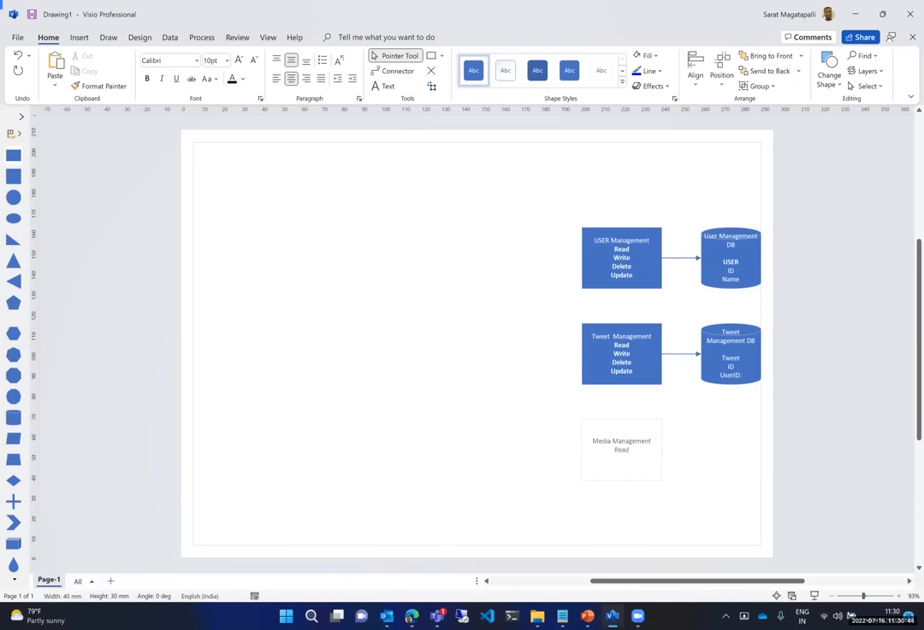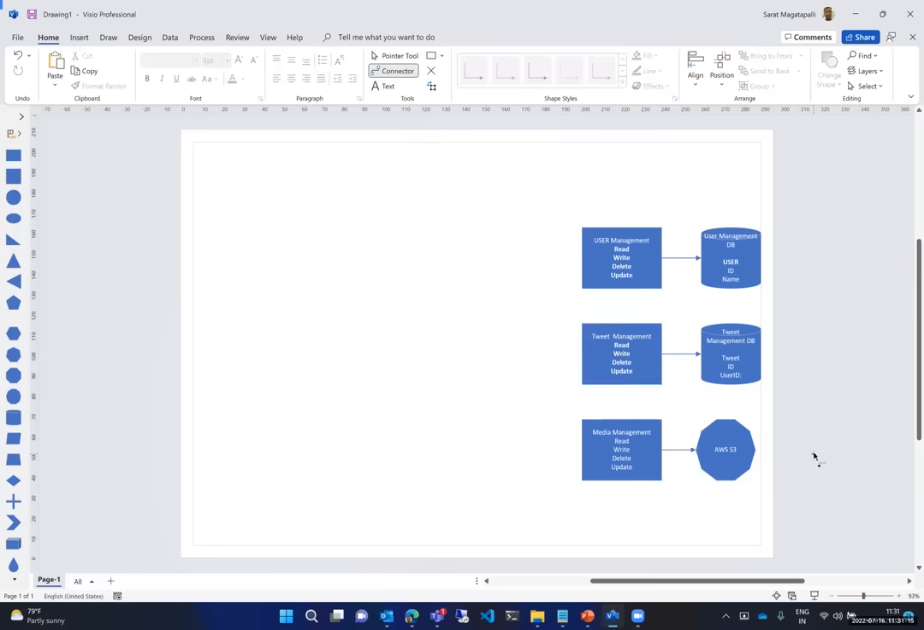So again, I have CRUD operations: read, write, delete, update. So for media management as well, again, one more object store. Let's say this is AWS S3 or some kind of file store where the media, the audios and videos, are being stored. Let's say I'm using some cloud, so this has been deployed on an AWS object store. Media management. Am I making sense so far?